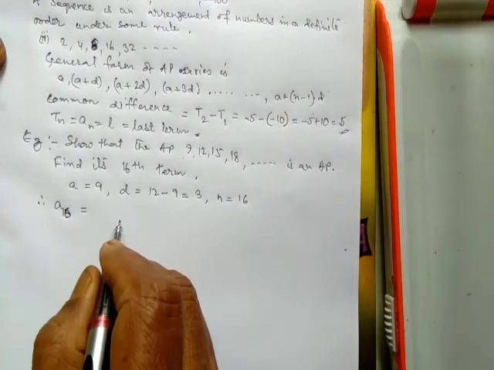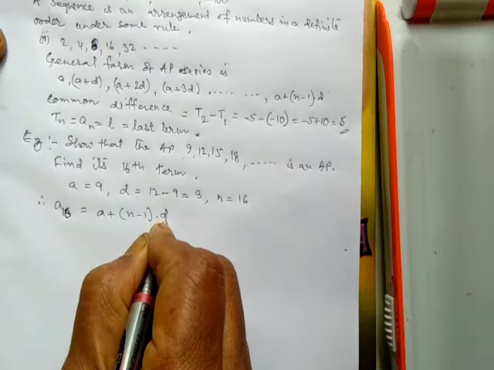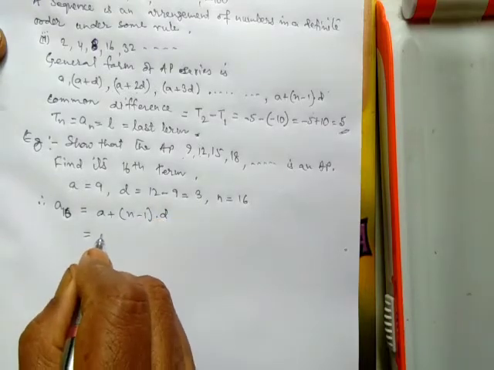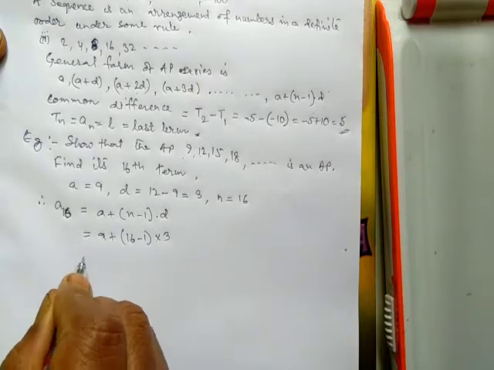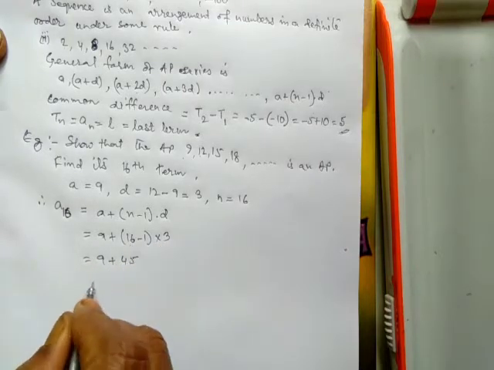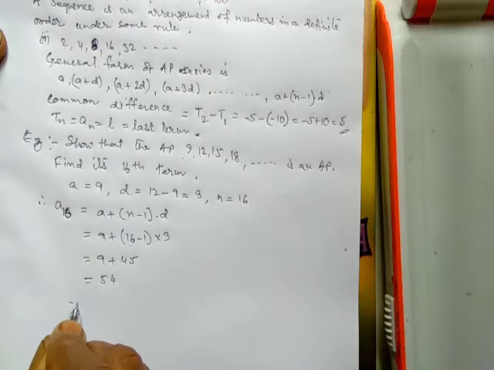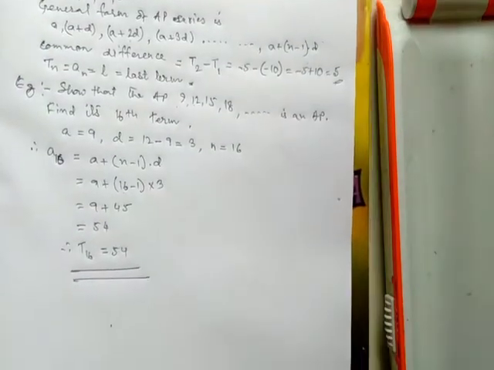T16 is equal to a plus (n minus 1) into d. This is equal to 9 plus (16 minus 1) into 3, which is 9 plus 15 threes, 45, equal to 54. Therefore T16 is equal to 54. This is the 16th term we are getting.